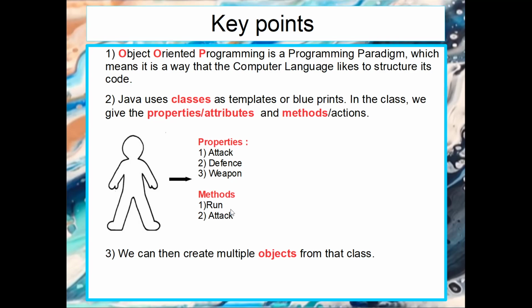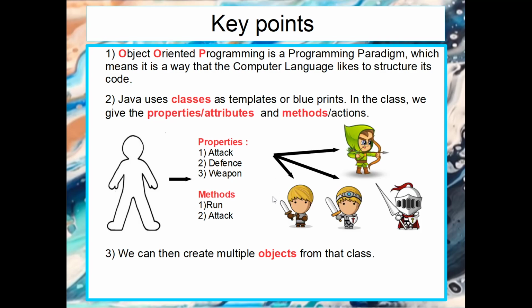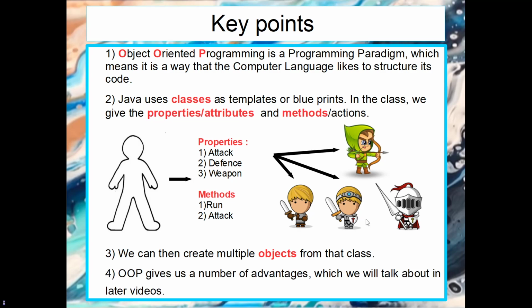Then using these blueprints, these templates, we can create many objects from that class. For example, we can create one character that has a sword and a high attack but low defense. We can create another character that has a weapon but very low defense and low attack. So we can create many objects from the same class. That is what you have to think about when you're dealing with an OOP language: everything is about creating these classes so we can create these objects.